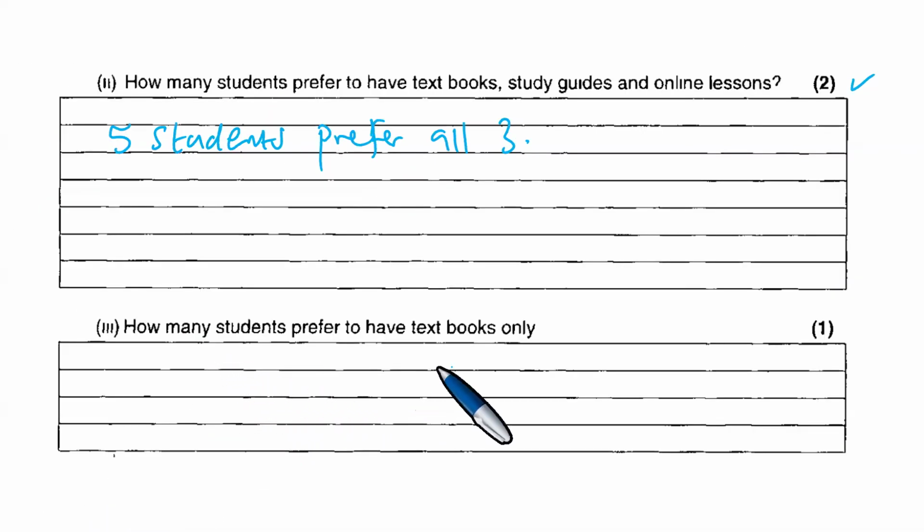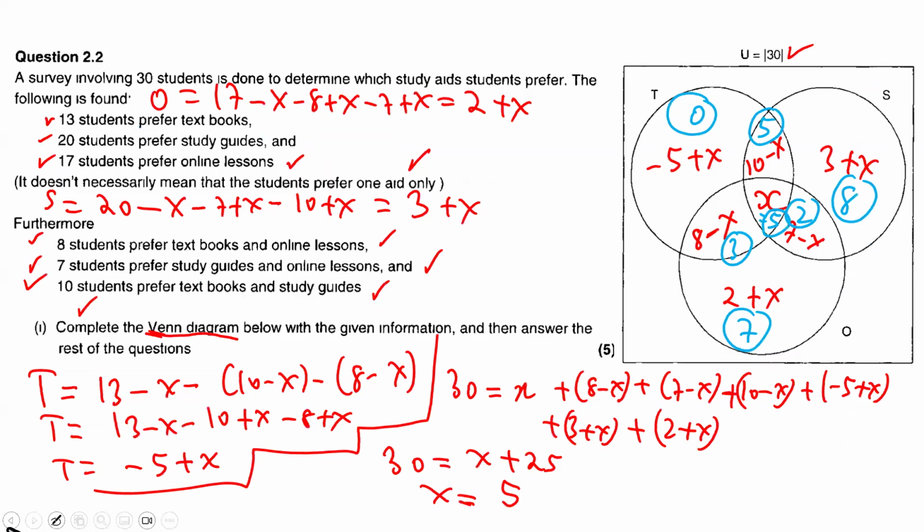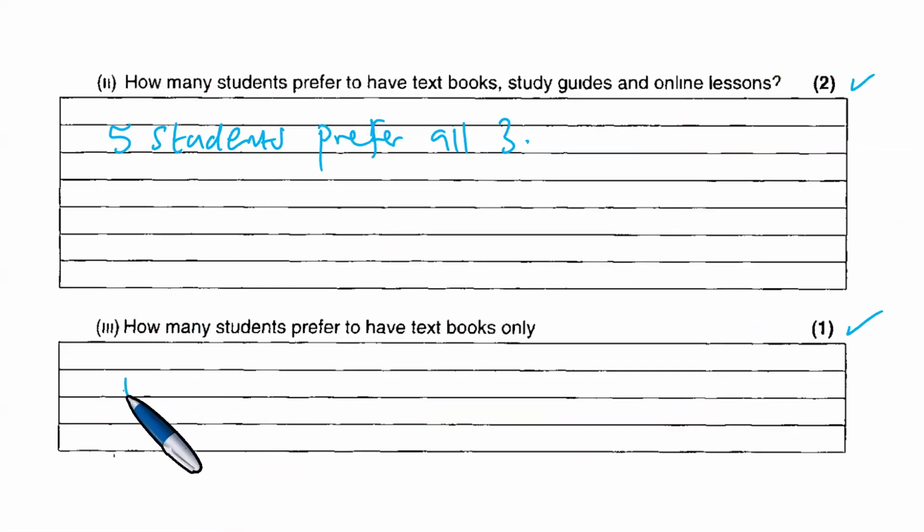How many students prefer to have textbooks only? Textbooks only, we have seen, is minus 5 plus x. You're allowed to put this kind of detail and say it's minus 5 plus 5, and therefore the sum is 0. Next question.